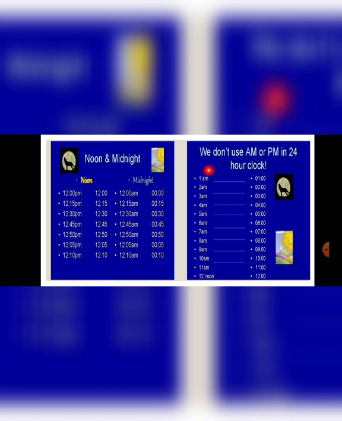Now we do not use AM or PM in the 24-hour clock. As you all can see, when we write the time of the 12-hour clock, we use ante-meridian and post-meridian, meaning AM and PM, because we divide time into two parts. But when it comes to the 24-hour clock, we do not use AM or PM because the time is continuous.